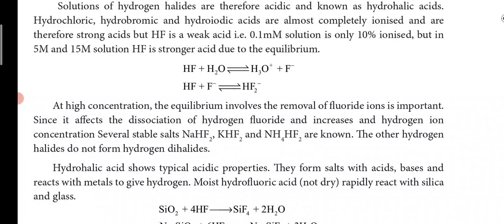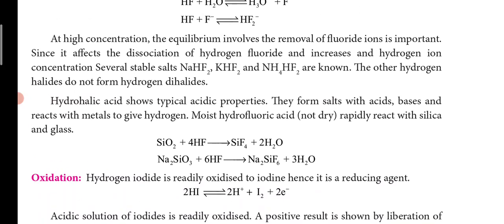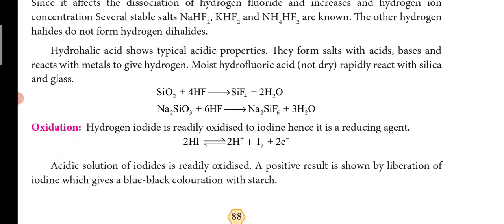So HF is highly weak, but 5 molar and 15 molar solutions of HF are stronger acids due to the equilibrium. At higher concentrations, the equilibrium involves the removal of fluoride ions, which is important, since it affects the dissociation of HF and increases the hydrogen ion concentration. There are several stable salts, such as sodium bifluoride and potassium bifluoride, all of which are very commonly known, and the other hydrogen halides do not form hydrogen trihalides.